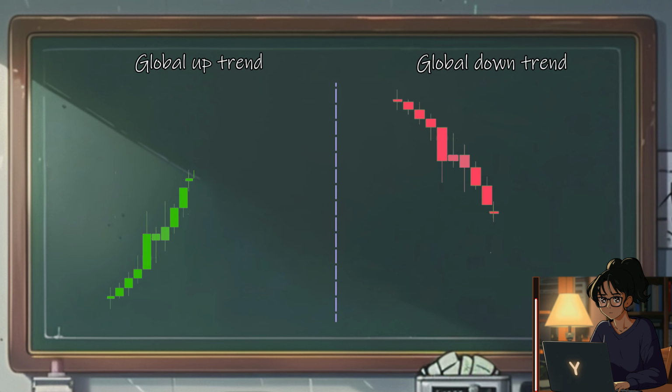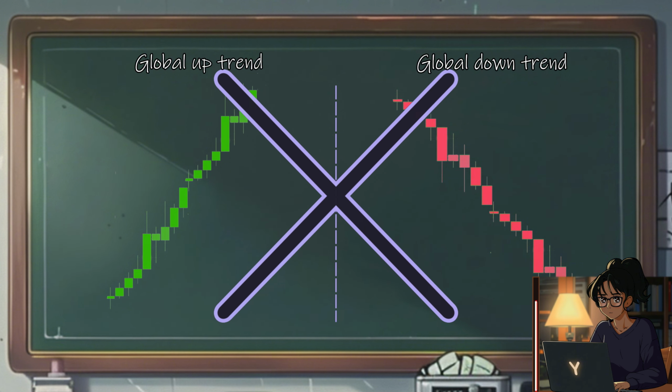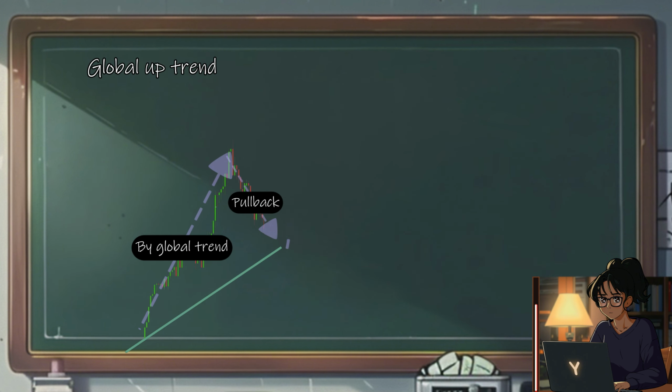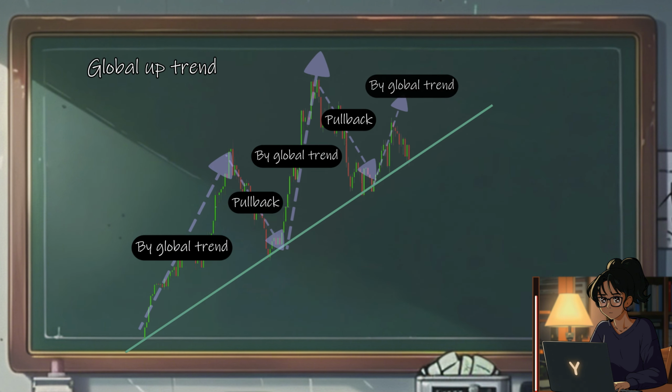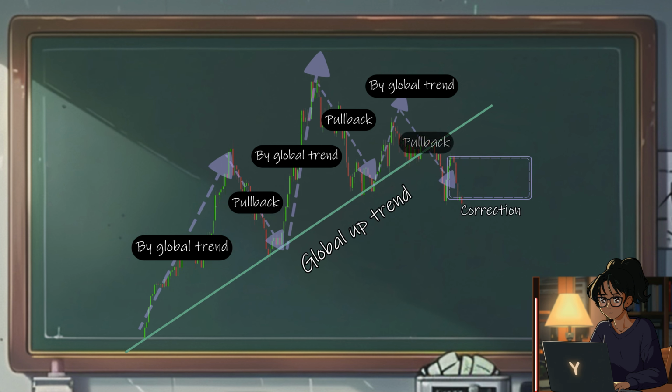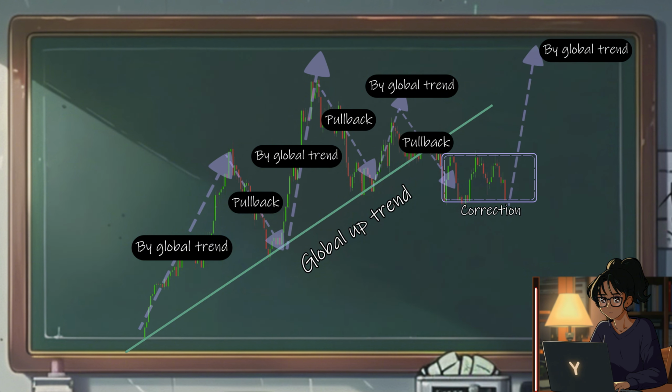It's because no matter how strong a trend is, price movements are never a straight line. Price action always follows the pattern of the trend movement to the pullback. Even if the pullback breaks the trend line, it's only a matter of time for it to reverse back toward the global trend. This strategy is designed to catch that reversal.